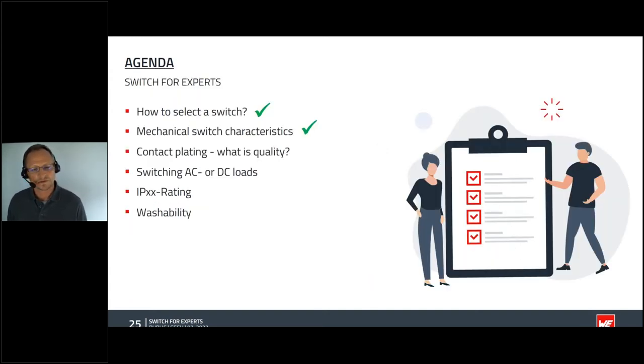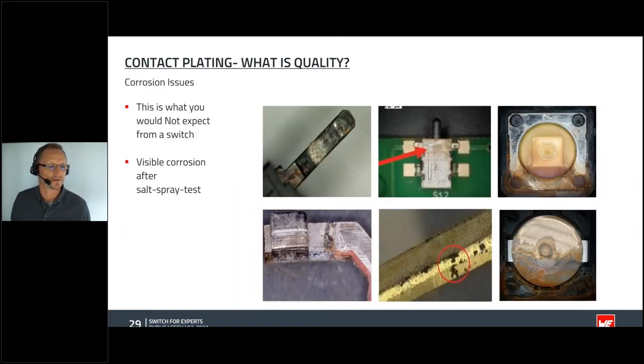Okay, so done with this for now. Let's talk a little bit about quality. If you look at these pictures, this is really what we would not expect. All these images are examples that we observed, or that were observed by our switch TQM in the laboratory when doing market comparison, and even customer requests when we have been asked to support them.